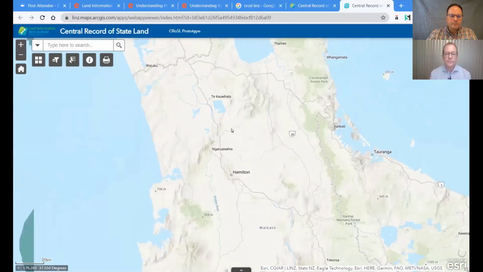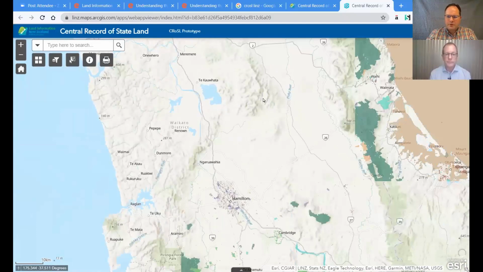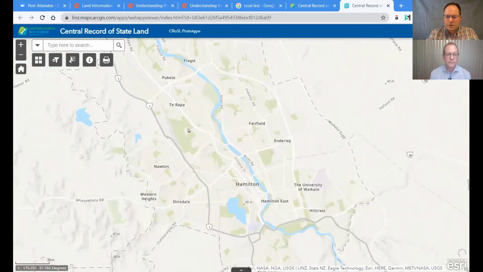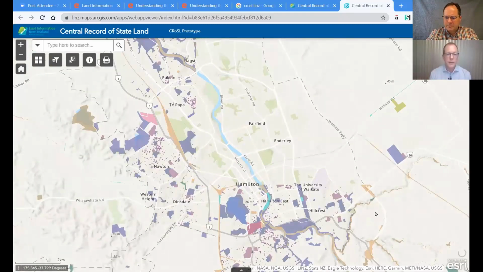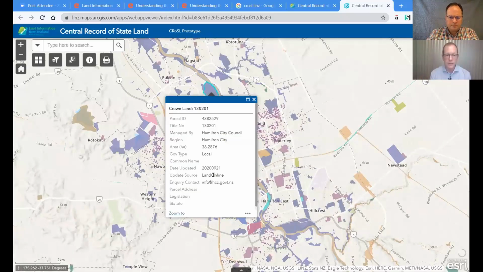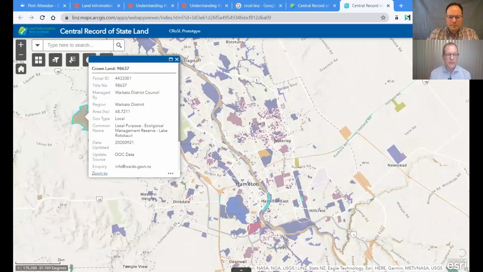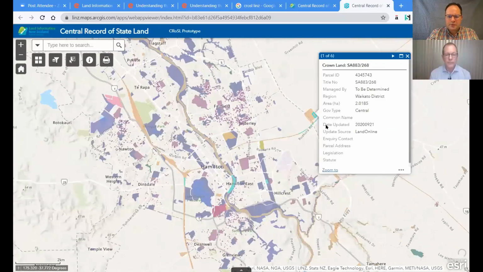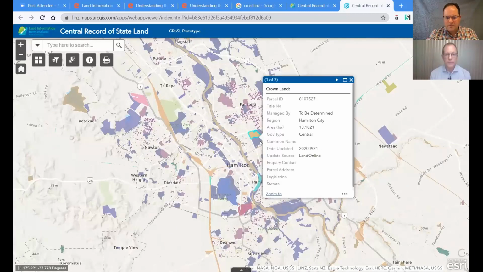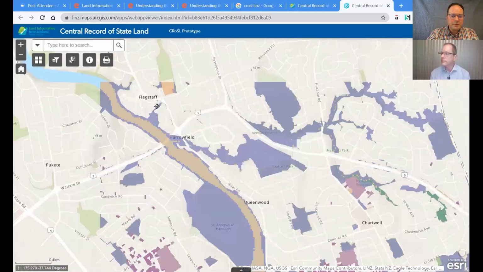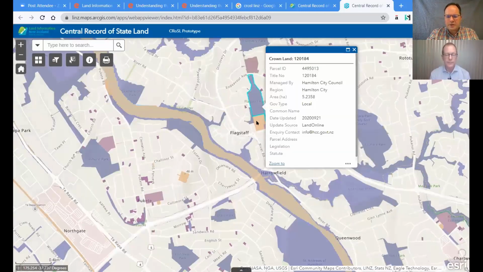Let's see if I can find something. There we go. Have a look down at Hamilton City, just some non-DOC data and a couple of other examples. You'll find most of it's from the Department of Conservation. There'll be some Ministry of Education data in there. It's pretty easy to use and investigate. And for those of you who are GIS users, of course, you'll be able to access the REST service through the back end and add that straight into your own maps.